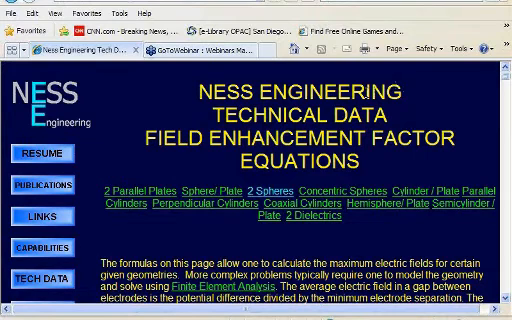What we want to talk about today is how to use QuickField for high voltage applications. And although I'm going to be using the electrostatics module, many of the things and tools I discuss are applicable to the other modules too.